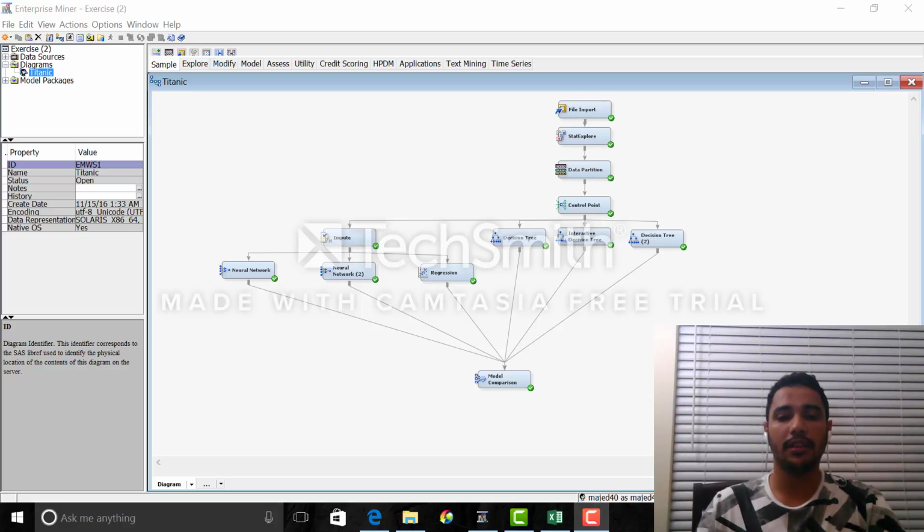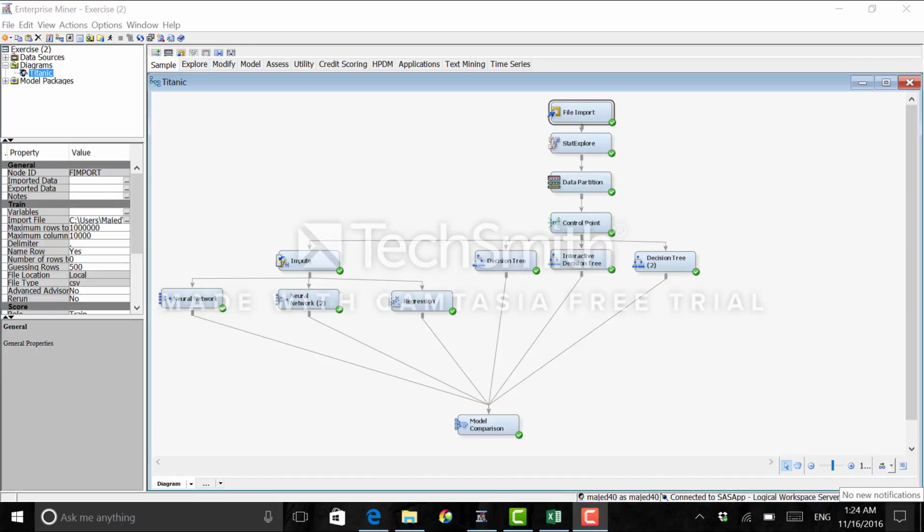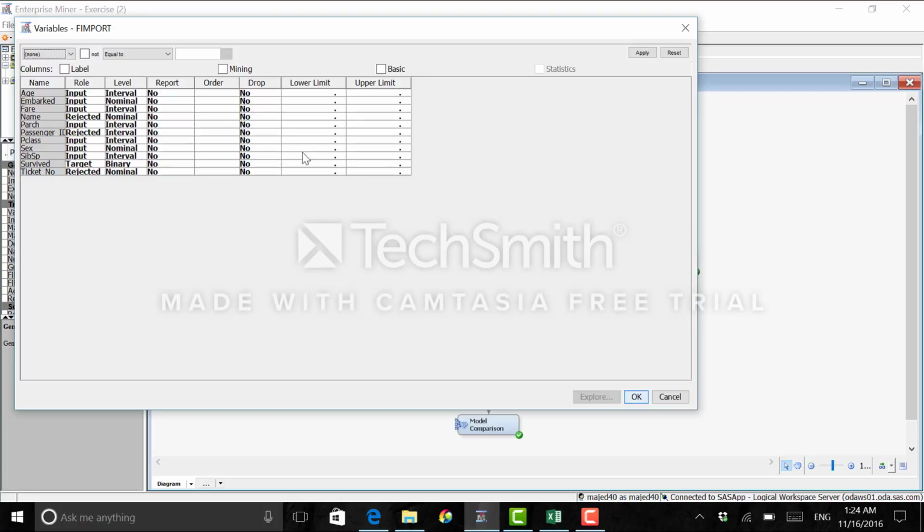Today I will be explaining the second exercise using SAS Enterprise Miner. So let's get started. As you can see here, I have already created the models. I import my data from here. Then I went to the variables because there are some changes we have to make to my variables.